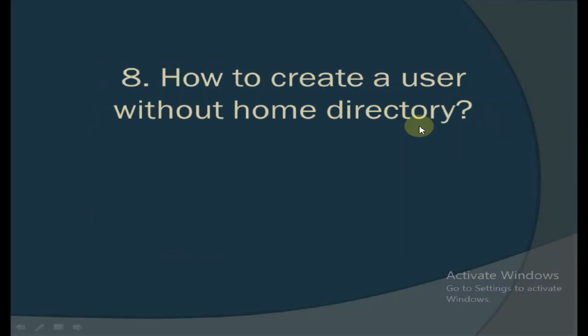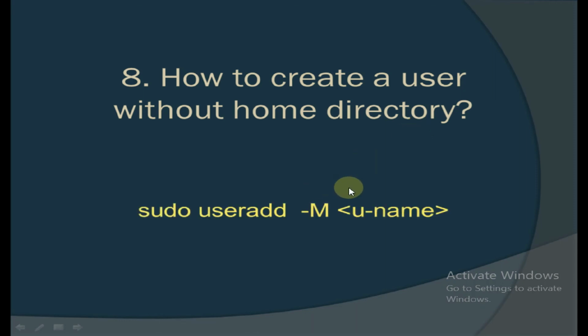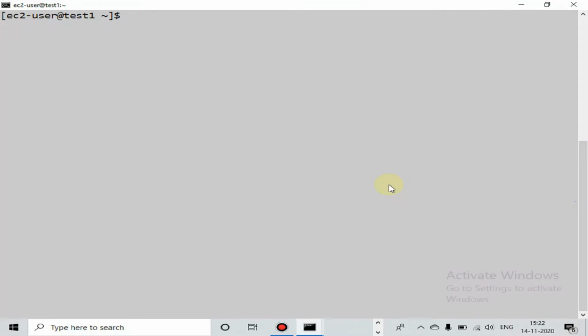How to create a user without a home directory? In this scenario, the user does not enter into a home directory to run the commands he wants. This is similar to our previous question, creating a user with a non-interactive shell. So how can we create a user without the home directory? Using sudo useradd -M and the username. So let's get into the practical work and see how it goes. So I'm creating a user with sudo useradd -M, which stands for do not create a home directory, and the username is Paul.